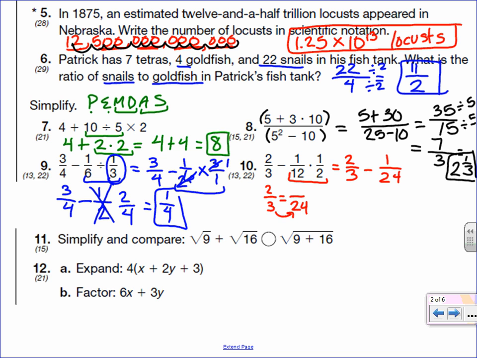To go from 3 to 24, we multiply by 8. Whatever we do to the bottom, we have to do to the top. So then this turns into 16 over 24 minus 1 over 24 is 15 over 24. And 15 and 24 both have a factor of 3. 15 divided by 3 is 5. 24 divided by 3 is 8. So our final answer for that is 5/8.